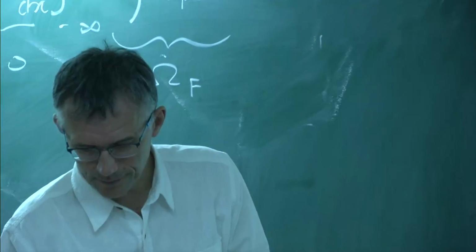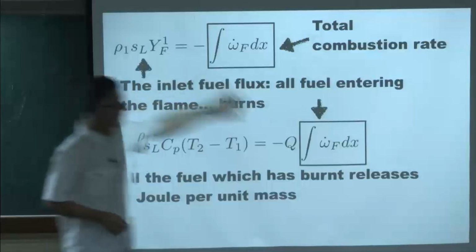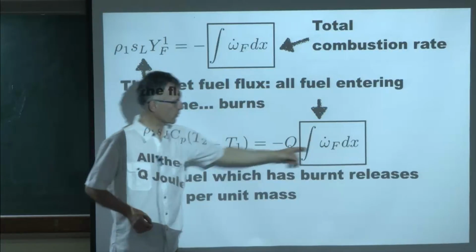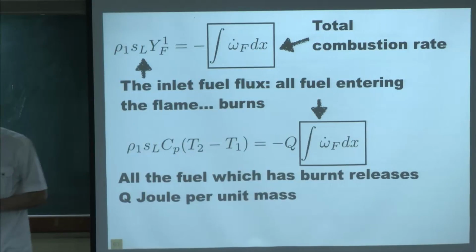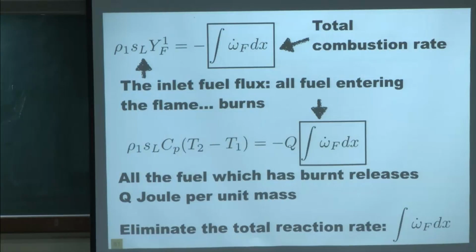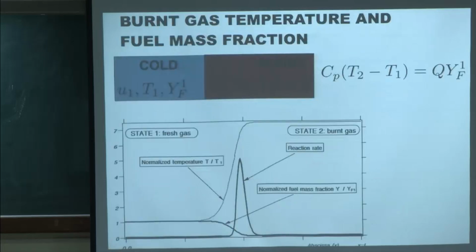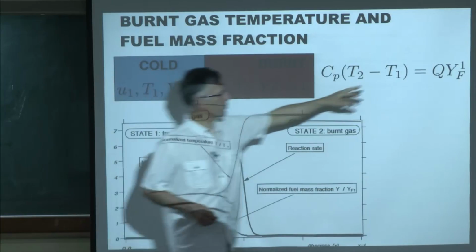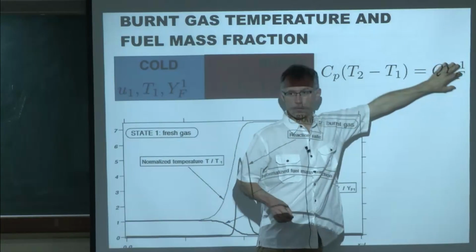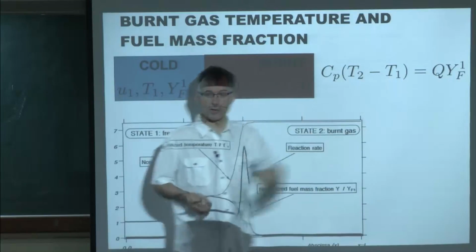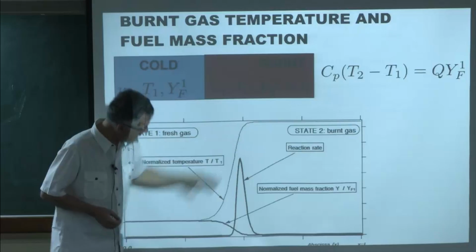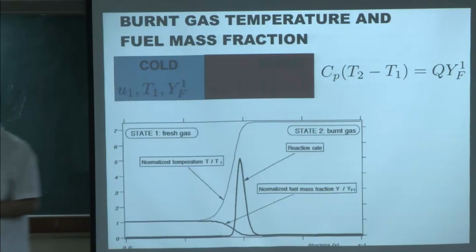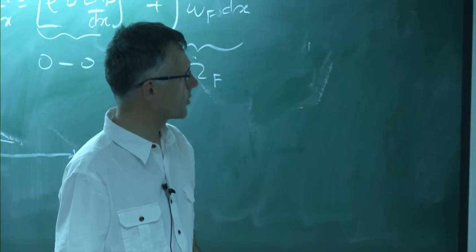Then when it's burnt, what does it do? If it is burnt, it will create heat, which is minus Q multiplied by that, and this heat will be converted into temperature. So this equation has a very simple interpretation. We can eliminate the reaction rate here and obtain Cp (T2 minus T1) equals Q YF1. That's the heat release due to combustion, and that's the temperature elevation in the flame. This is what explains that the temperature goes up from here to there, while the fuel mass fraction goes the other way.